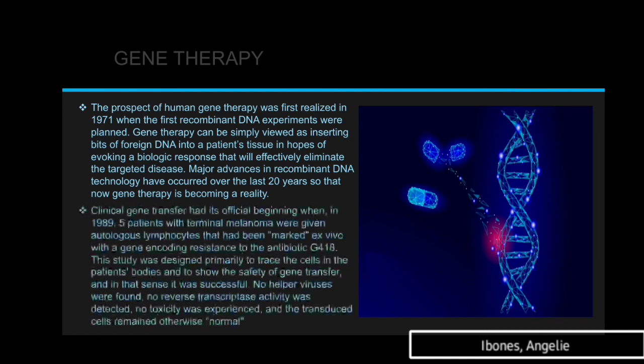Clinical gene transfer had its official beginning when, in 1989, 5 patients with terminal melanoma were given autologous lymphocytes that had been marked ex vivo, which would be discussed later, with a gene encoding resistance to the antibiotic G418. This study was designed primarily to trace the cells in the patient's bodies and to show the safety of gene transfer, and in that sense, it was successful. No helper viruses were found, no reverse transcriptase activity was detected, no toxicity was experienced, and the transduced cells remained otherwise normal.